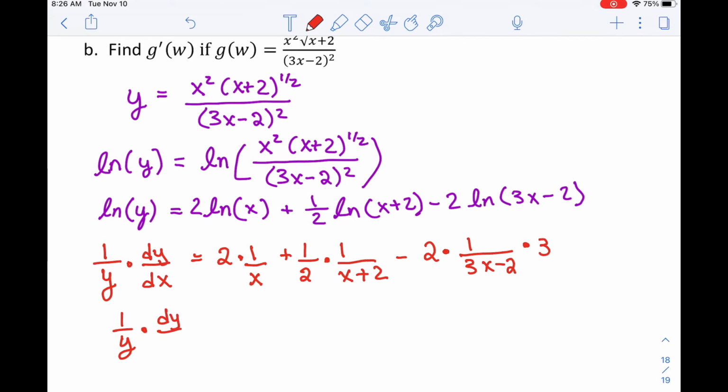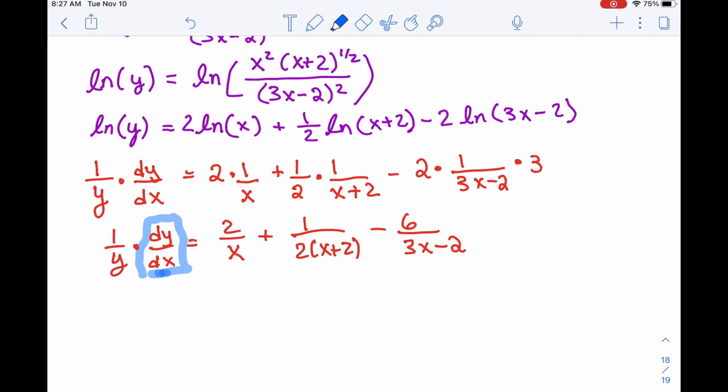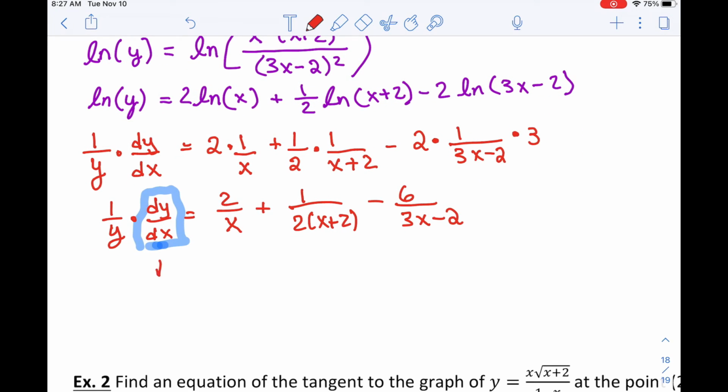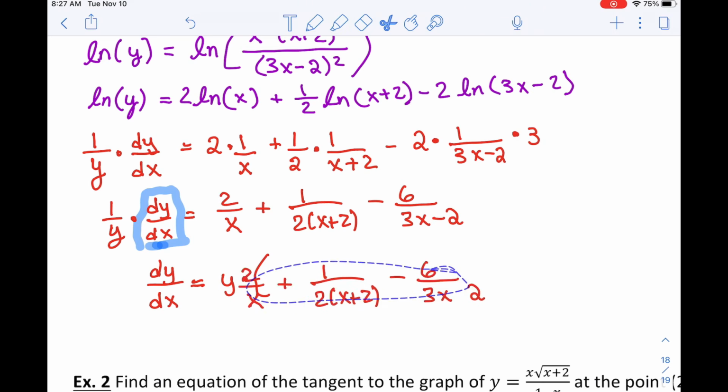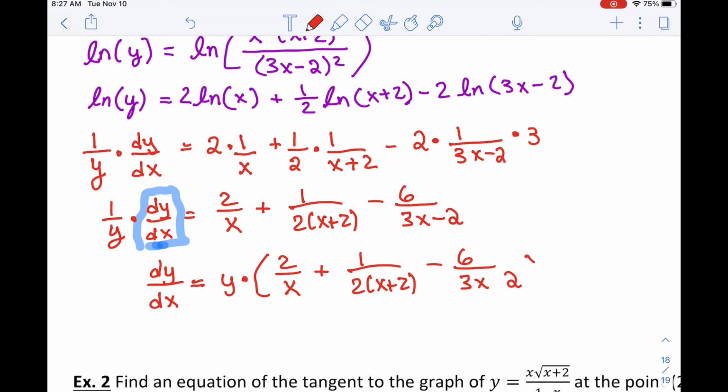Okay, I'm just going to simplify a little bit here before I start solving for dy dx. So I'm going to multiply my last values together and just make that into a 6 on top. And then I am solving for dy dx, so I'm going to multiply both sides by y to get that by itself, which is just going to give me y times everything that I had right up above, so yay for copy and paste.